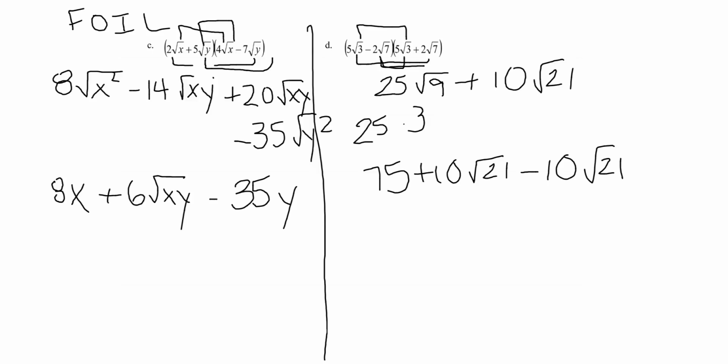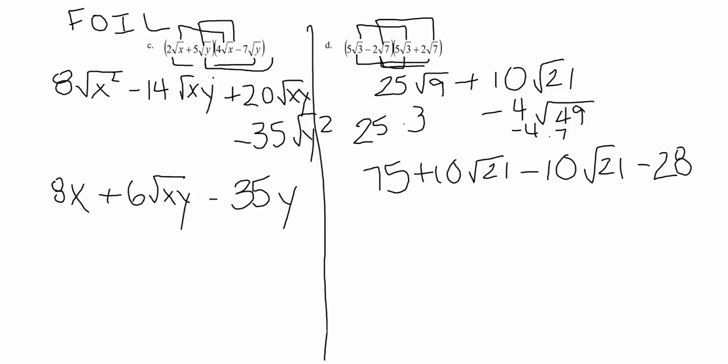And then my last terms, negative 2 times positive 2 will give me a negative 4. And it'll be, actually I'm going to put that, let me erase that. I'm going to put it up top here. So it'll be negative 4, and 7 times 7 is 49, square root of 49. We know the square root of 49 is 7, so negative 4 times 7 will give me a negative 28.